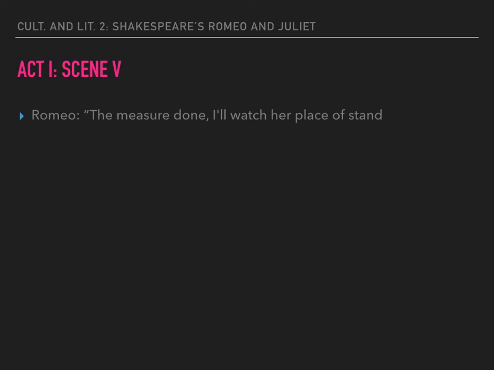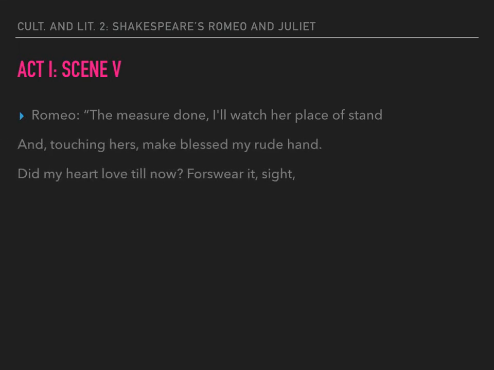The measure done, I'll watch her place of stand, and touching hers make a blessed my rude hand. Did my heart love till now, forswear its sight? For I never saw true beauty till this night.